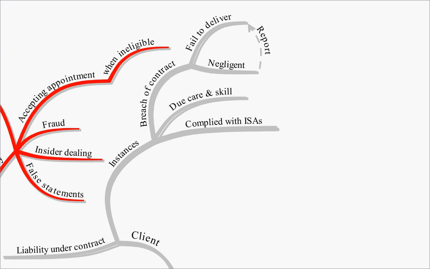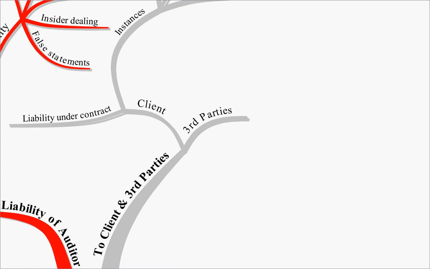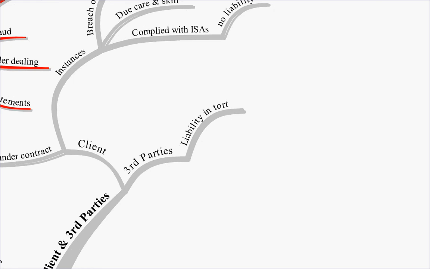However, if you have complied with all the ISAs, there will be no liability, because you have complied with all of the international standards. On then to third parties. When do you have a liability to third parties? Well, your liability will be in the tort of negligence, and to prove negligence you have to prove three things. Number one, that the auditor owed a duty of care to the third party. Number two, that there's been a breach of that duty of care. And number three, that the loss has been suffered directly due to that breach. So you have to prove all three of those things.